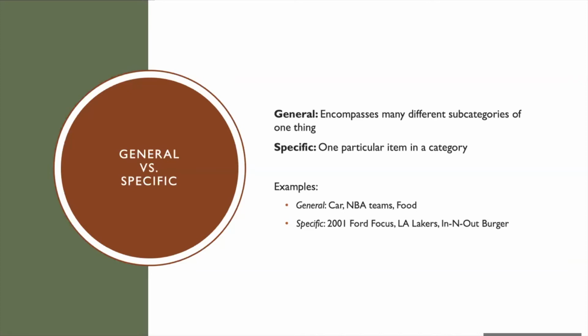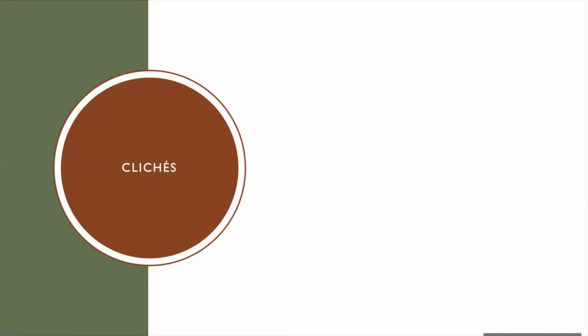Do you want your reader to just know that the person is eating food, or do you want them to know that they're eating a burger? And not just a burger, do you want them to know they're eating an In-N-Out burger? Again, things to be aware of when you're writing, especially your narrative, describing things. So do you want more general descriptions, or do you want your reader to see very specific things within the narrative? Okay, the next is cliches.